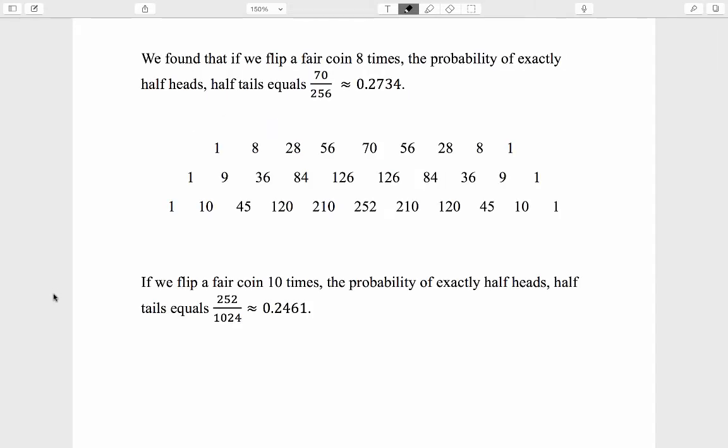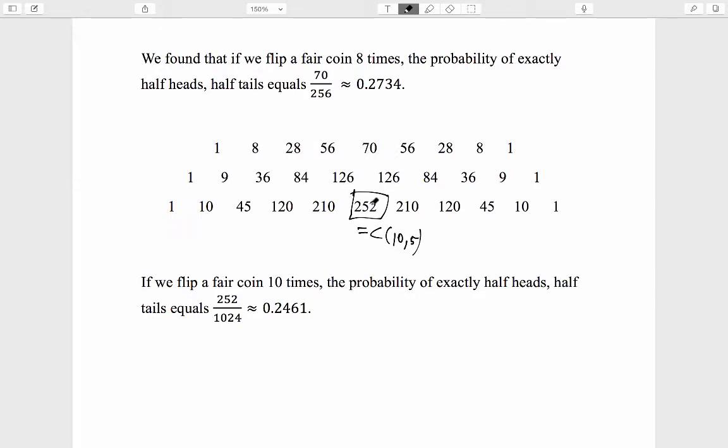We found that if we flip a fair coin 8 times, the probability of exactly half heads, half tails, in other words 4 heads, 4 tails, equals 70 over 256. That's approximately 0.2734. To answer the same question about flipping a fair coin 10 times, that is, obtaining 5 heads and 5 tails, we need to do some expanding of Pascal's triangle, at least enough to get us down to this number right here. We need to compute 10 choose 5 to find out how many outcomes there are in the event that we're talking about.